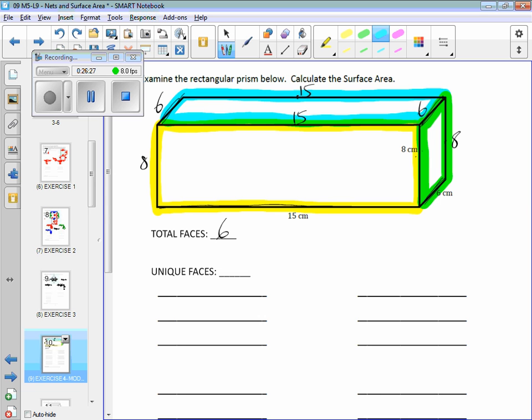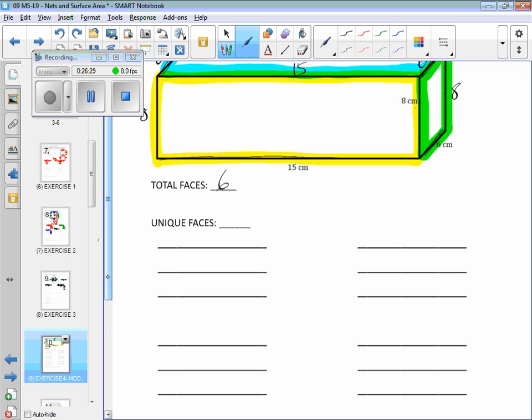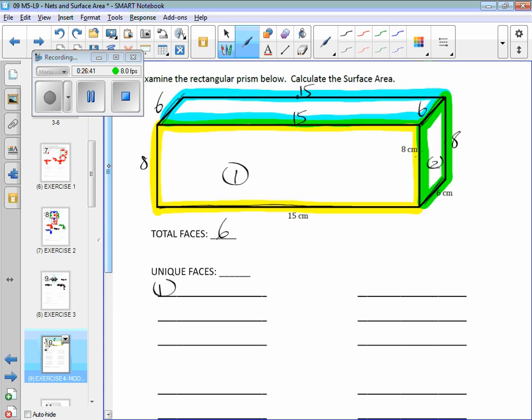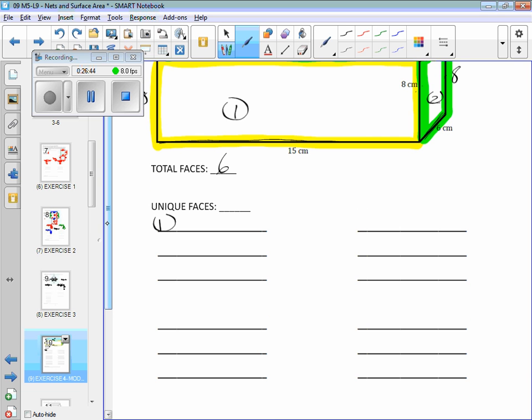Okay? All right, so instead of doing 6 calculations, we're really only going to do 3 calculations and just multiply it by 2. All right, we'll call this 1. I'll call this 2. And I'll call the top 3. What are the dimensions of face 1? 15 by 8, yes. For a total of, you want to multiply it now or multiply it later? Times 2. Okay, that one's done.